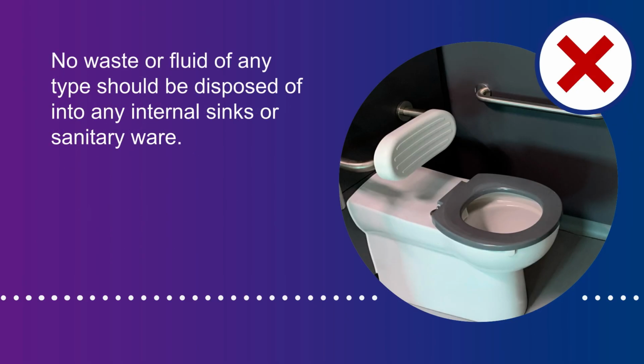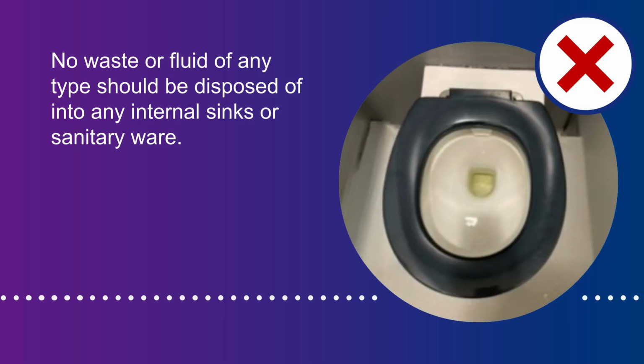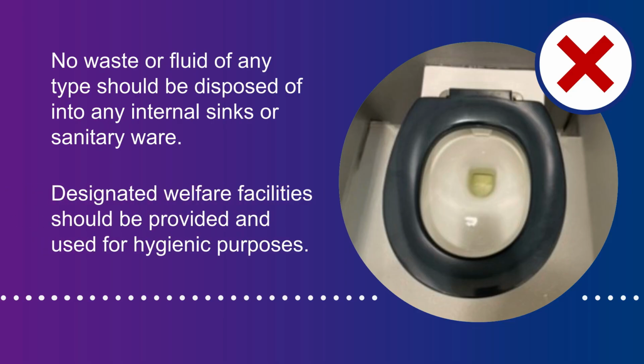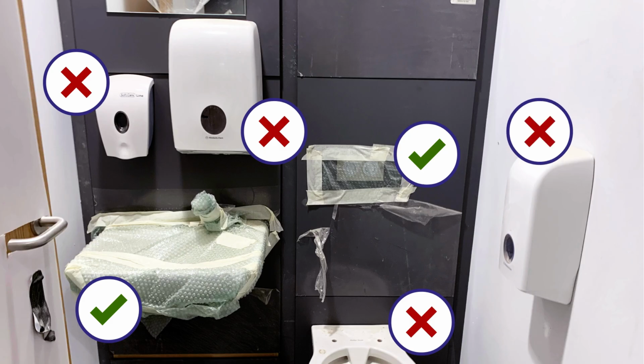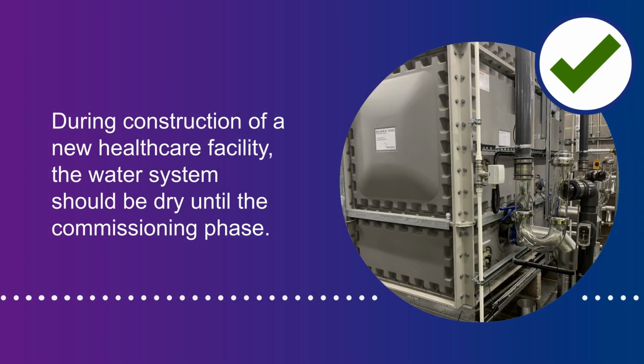No waste or fluid of any type should be disposed of into any internal sinks or sanitary ware during construction or refurbishment works. Designated welfare facilities should be provided and used for hygienic purposes. After installation, taps, sinks, and toilets should remain protected to ensure they stay in a clean and undamaged condition internally and externally. During construction of a new healthcare facility, the water system should be dry until the commissioning phase. Stagnant water can lead to germ contamination of tanks and pipes, which can affect water quality.